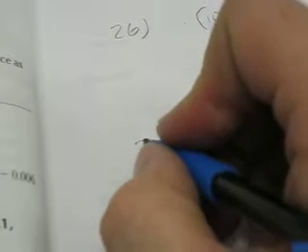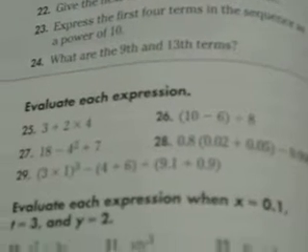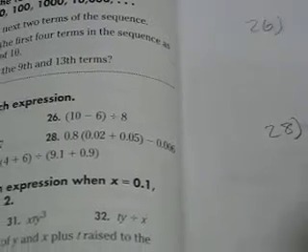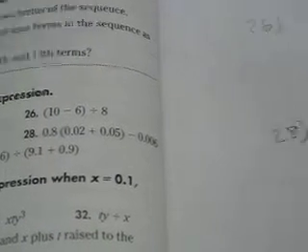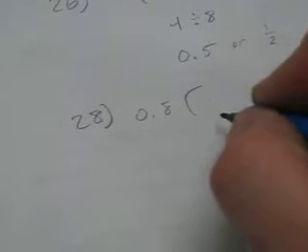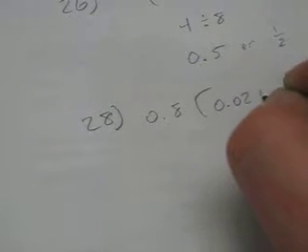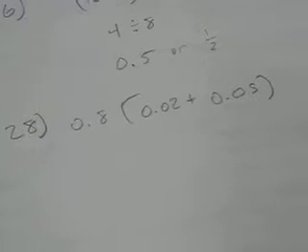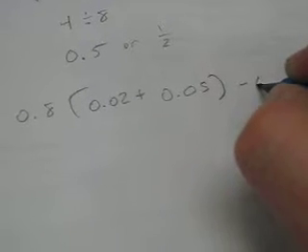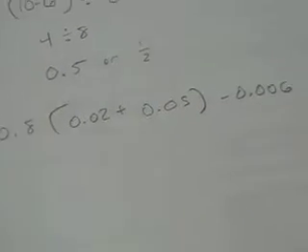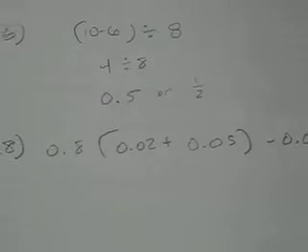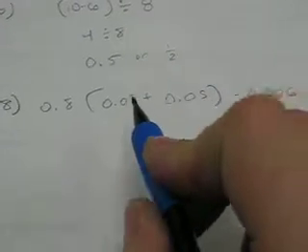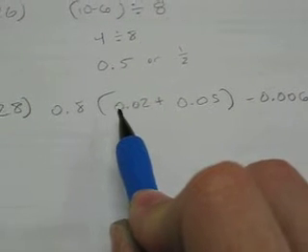Alright, looking at number 28 from that section, we have 0.8 times 0.02 plus 0.05 in parentheses, and we're subtracting 0.006. Alright, we again don't have any values for variables that we're substituting in. All we need to do is to follow the order of operations, which means we're going to do parentheses first.